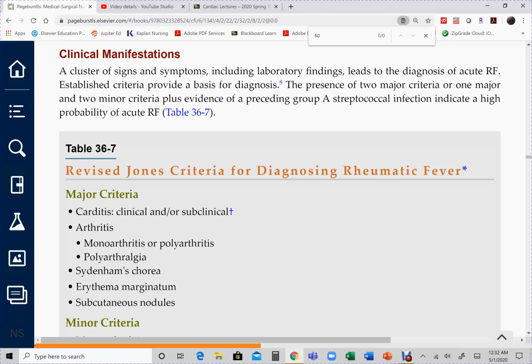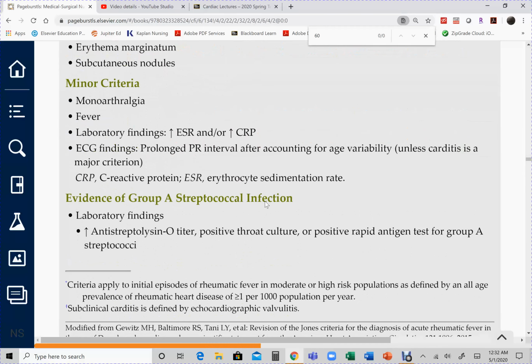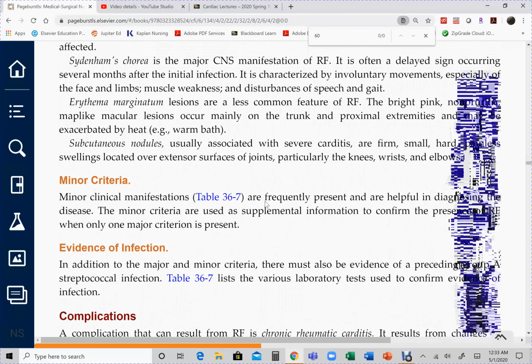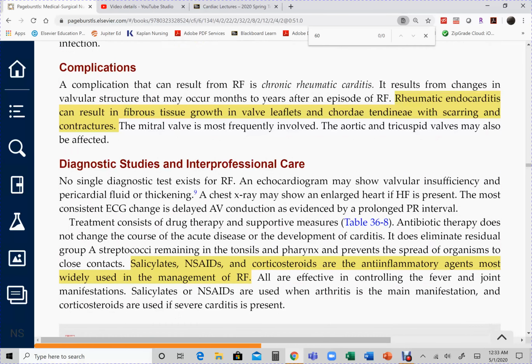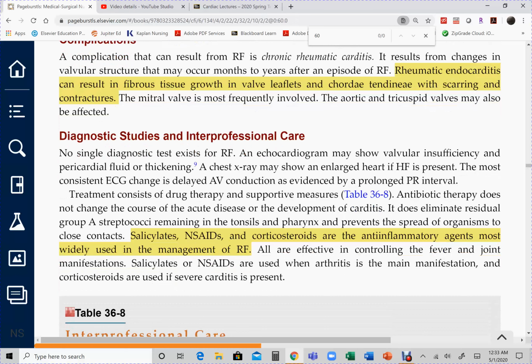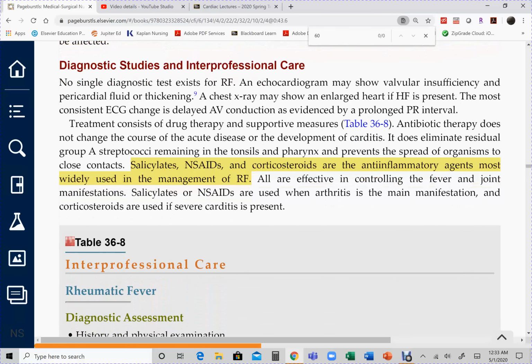Don't hurt yourselves with table 36-7. I'm not testing this. Okay, complications. As already mentioned, this will cause considerable damage to the valves, and therefore a patient will have heart failure, and will require valve repair or valve replacement. And again, putting them at risk for endocarditis, so don't forget the prophylactic antibiotics before any oral or dental procedures.